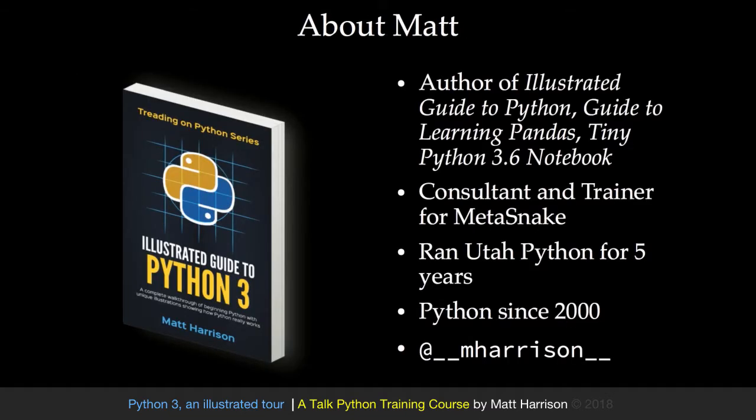Let me tell you a little bit about myself. I'm the author of various Python books. I wrote the best-selling illustrated guide to Python 3. I have books on pandas as well as the Tiny Python notebook. I run a company called Metasnake and I do consulting and training for them. So I've trained at companies big and small, and I'm really used to seeing how people cope with Python and how people cope with the new features. I ran the Utah Python user group for 5 years. I've been using Python since 2000. And I tweet about Python with my username DunderMHarrison.